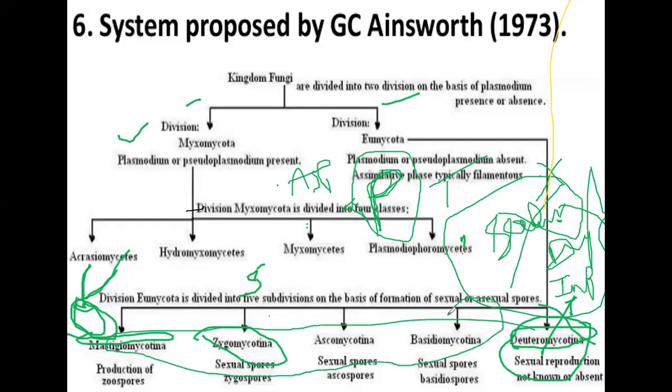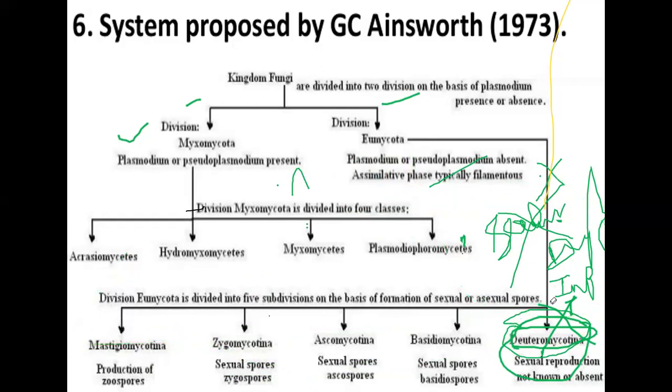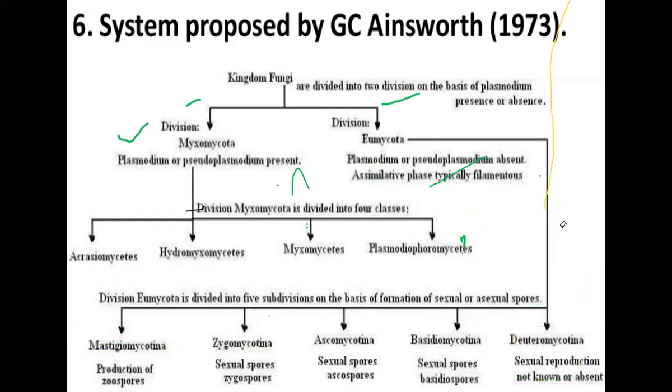Like that, if the perfect stage is identified, then it shifts to any other of the 4 groups. If the perfect stage is not identified or not known, then it will remain in which group? Deuteromycotina group, dustbin fungi group or imperfect fungi group. Okay. This is all the basic knowledge you should know.